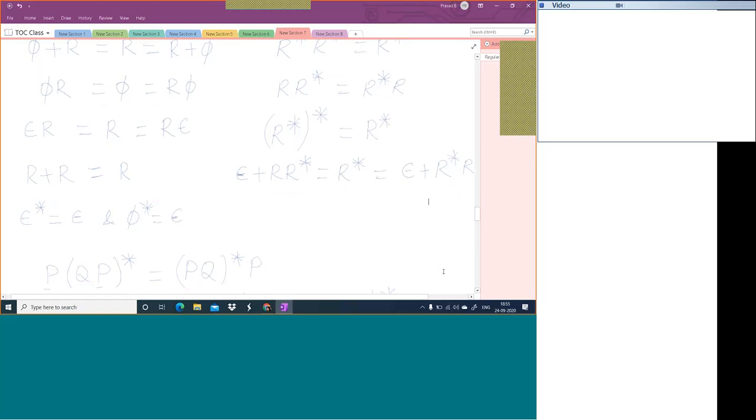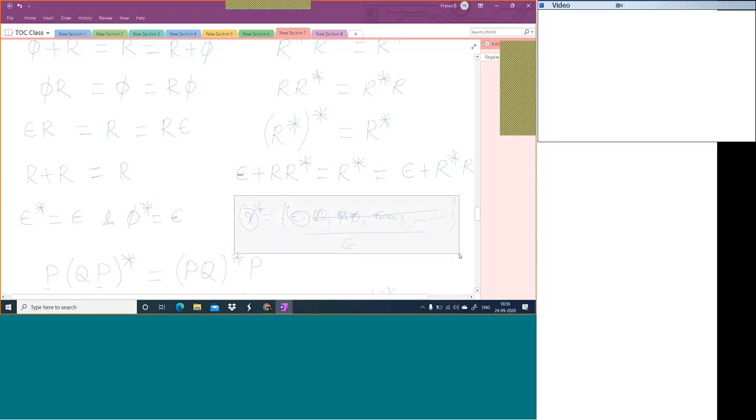Next, epsilon star. What is x star? X star is epsilon, x, x square, x cube, and so on. In x place, if you write epsilon, then epsilon, comma epsilon, comma epsilon, epsilon, and so on, so the whole you will get is epsilon only. Similarly, phi star. In x place, if I write phi, that is epsilon, comma phi, phi phi, phi phi phi. This whole will be phi and you will be left with epsilon. So epsilon star is epsilon and phi star is also epsilon.